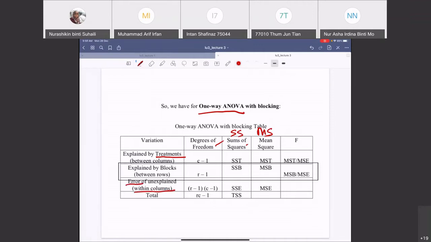But now when we have the blocks, we have an additional row in the ANOVA table where you have to know what is the variation by blocks. And there is a degree of freedom for the blocks, which is C, okay. Now, let's say what is C and R here?